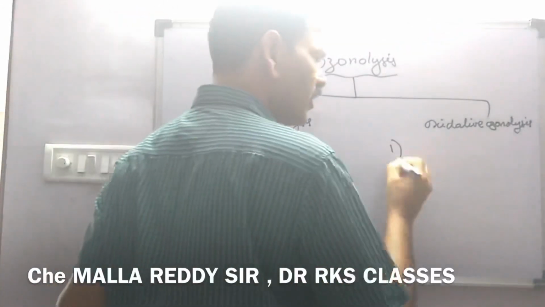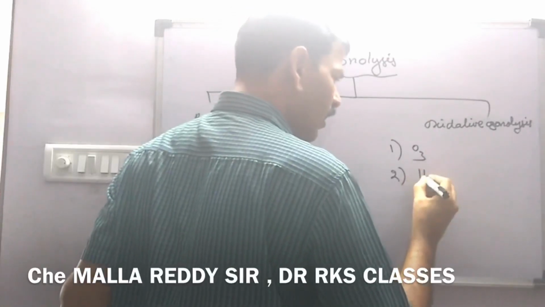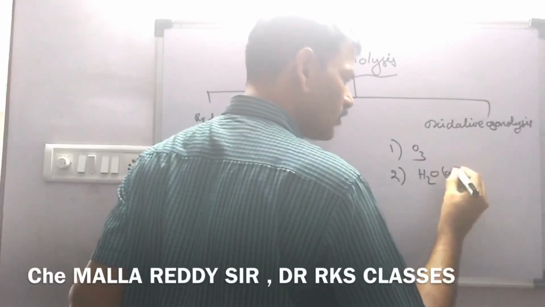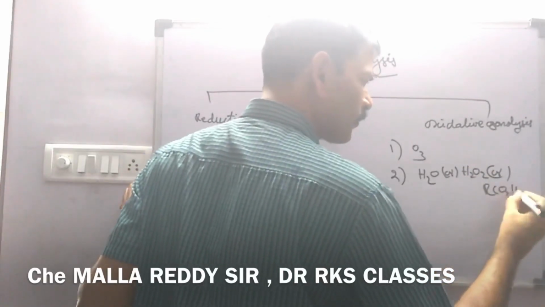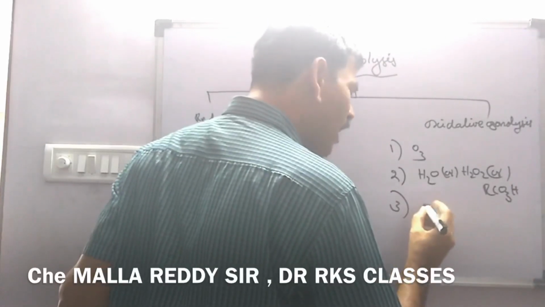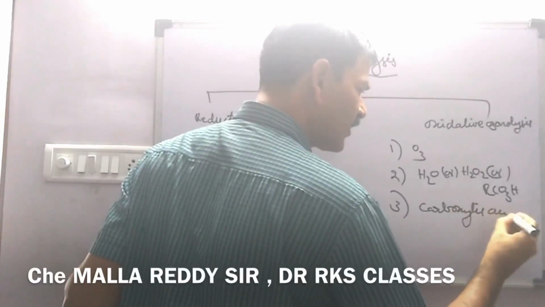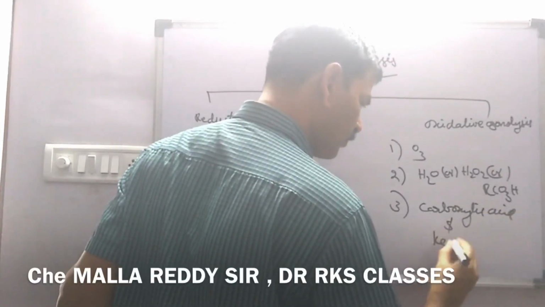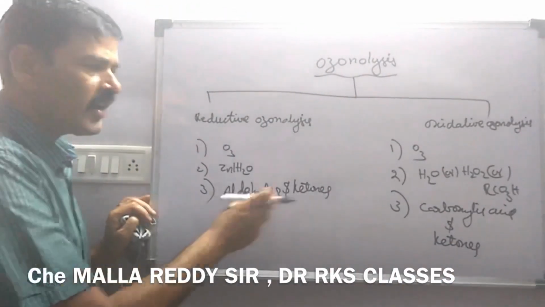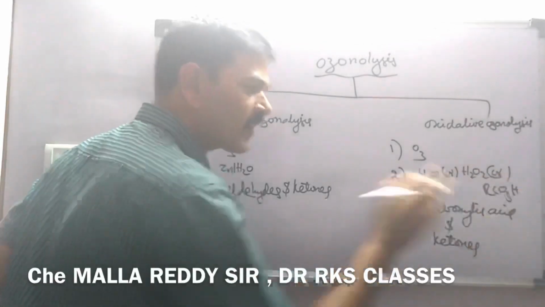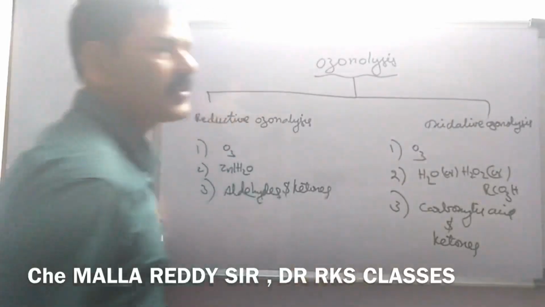In oxidative ozonolysis, first addition of ozone and followed by oxidation with water or H2O2 or peracids. In this, carboxylic acids and ketones are formed. In this case, carboxylic acids and ketones are obtained. This is reductive ozonolysis. This is oxidative ozonolysis.